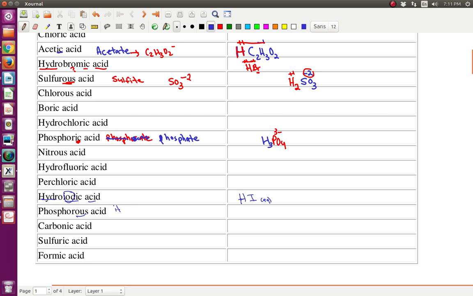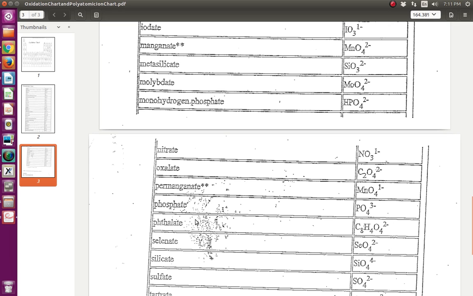Ous-ite. So ite became ous, so ous has to become ite. So I'm going to look for phosphite. Instead of phosphorite, it's phosphite. Go find phosphite. I don't have it. I have PO4, so I need PO3, because one less than the ate is the ite, and so that would be PO3.